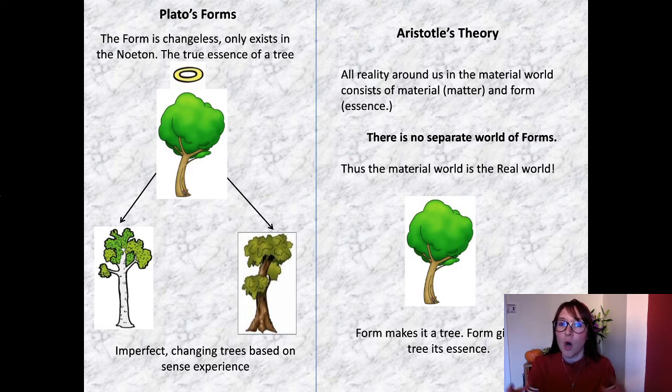For Aristotle, all reality around us in the material world is matter and form, matter and essence. The matter has qualities, and this is not in a separate world. There is no other world. This is the real world. The form makes it a tree. The form gives the tree its essence.